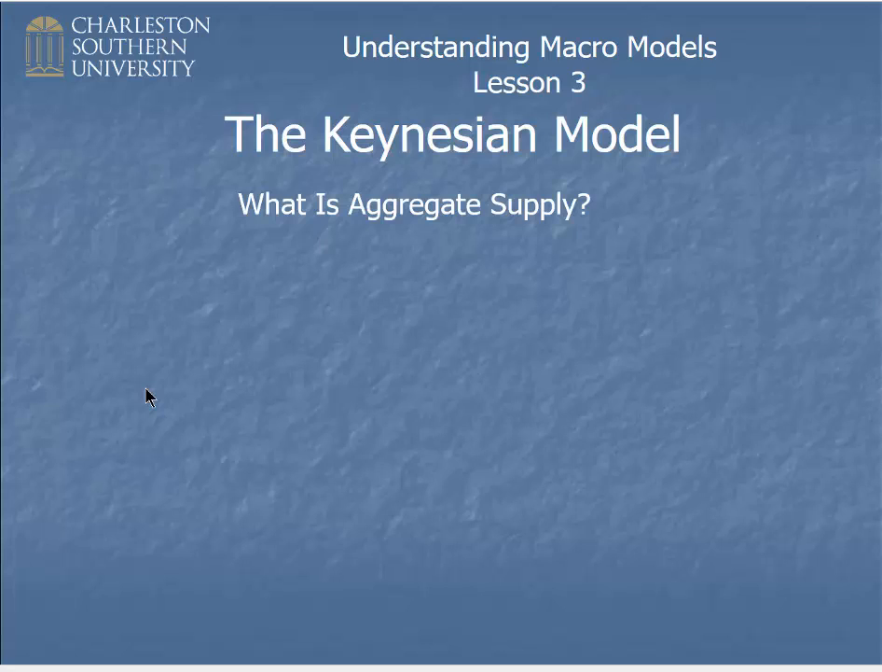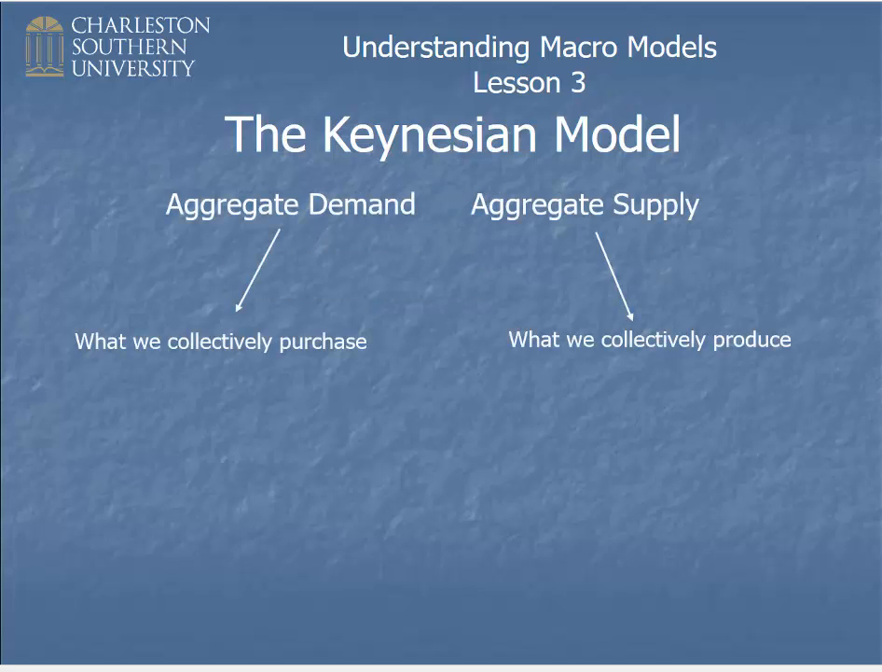Now what is aggregate supply? Well, aggregate supply is just the total of all the goods and services produced in the economy in one year. It's kind of like GDP. So aggregate demand is what we collectively purchase, and aggregate supply is what we collectively produce. They are abstractions. If you were to ask an accountant to go out and actually estimate aggregate demand or aggregate supply, they would have 1,000 questions about what to count and what to exclude. But it's just a conceptual concept. It's not a thing we can really measure with much precision.